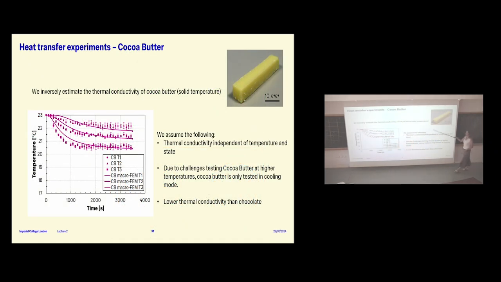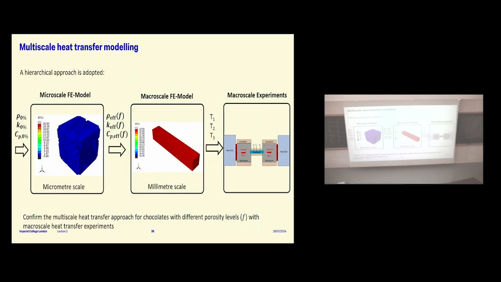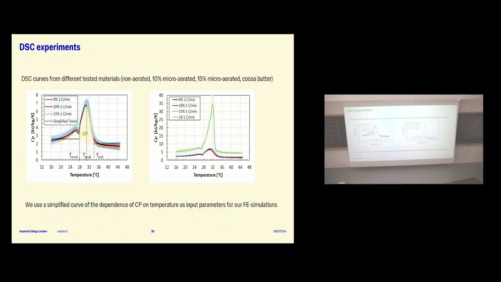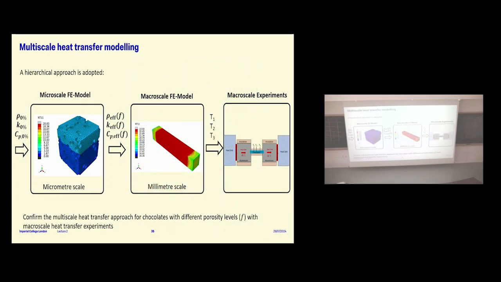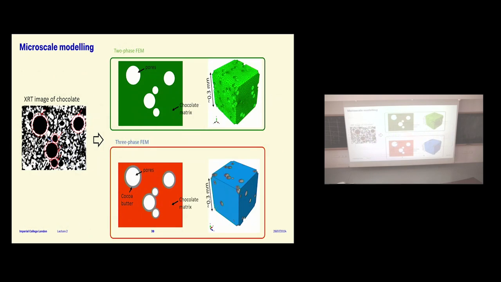To do this, because we had the cocoa butter ring, we had to get the cocoa butter properties as well. I showed you the specific heat capacity already, which was this green curve here. To get the conductivity, we did it inversely by modeling just this test at different temperatures, assuming various values of K, thermal conductivity, and seeing which value of thermal conductivity led to the measurements that we had in the experiment.